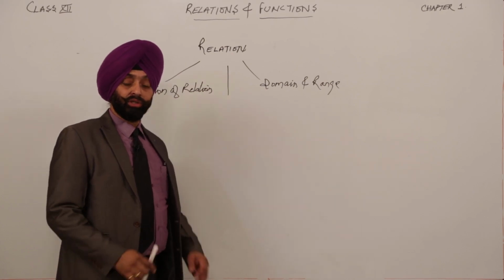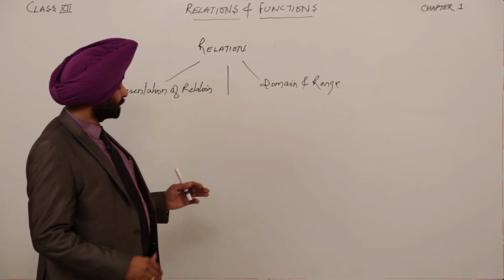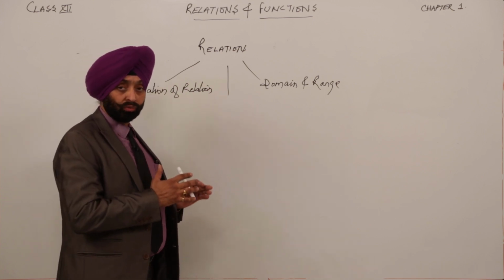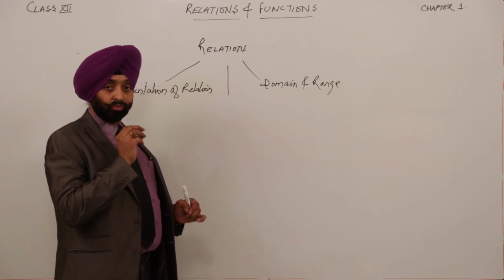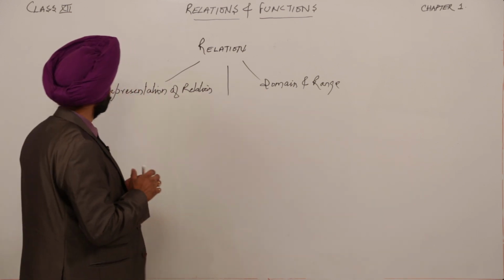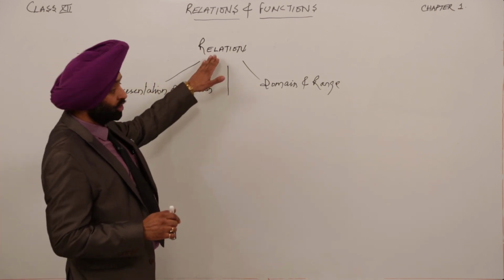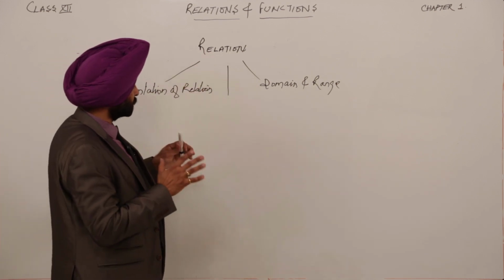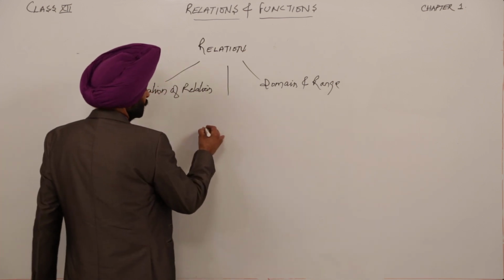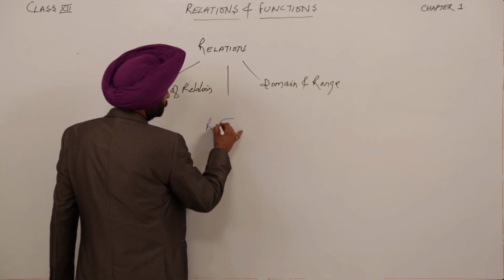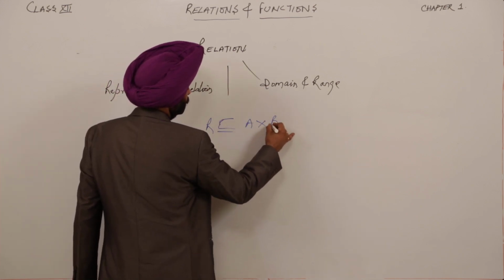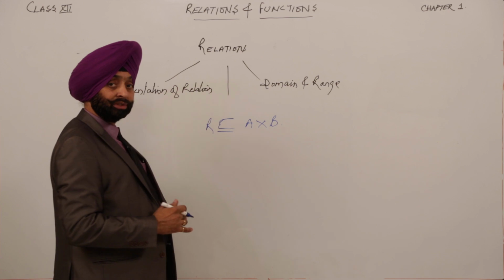Now, starting with relations, I am going to start this topic related to class 12, and from time to time I will give you a small recap. Now, first of all, what is a relation? A relation is a subset of the Cartesian product A cross B.